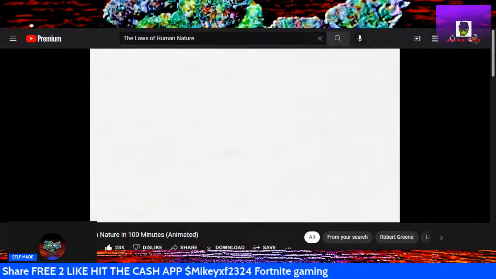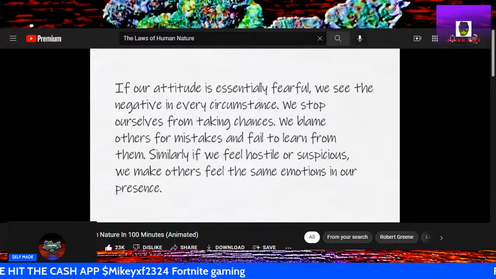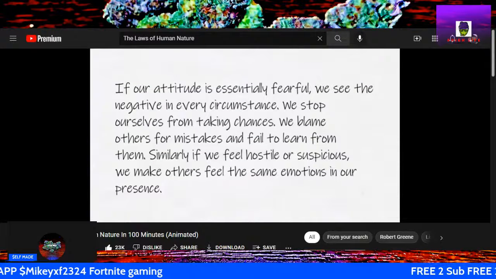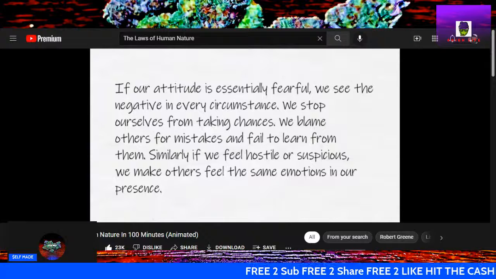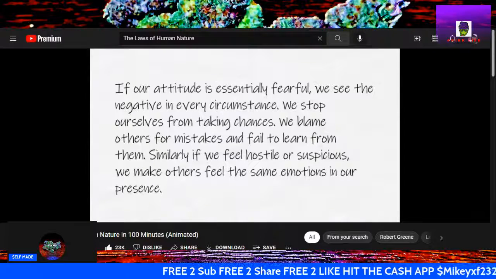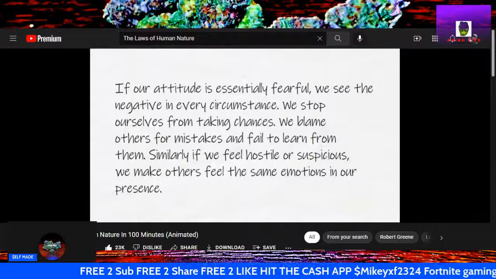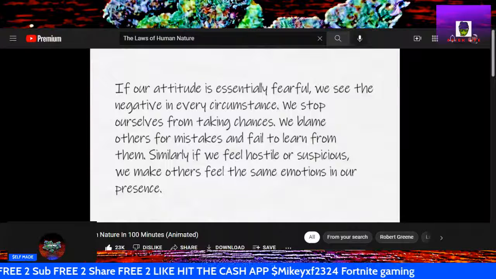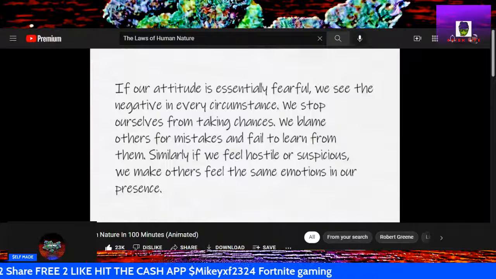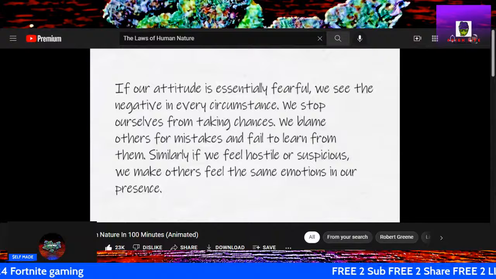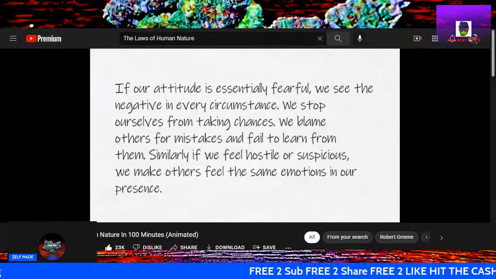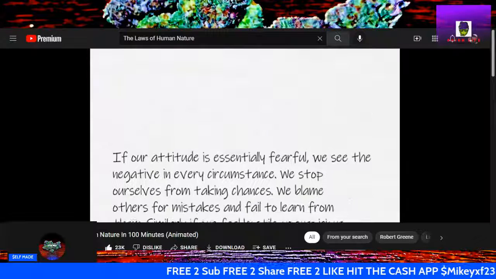This determines so much of what happens to us in life. If our attitude is essentially fearful, we see the negative in every circumstance. We stop ourselves from taking chances. We blame others for mistakes and fail to learn from them. Similarly, if we feel hostile or suspicious, we make others feel the same emotions in our presence. We sabotage our career and relationships by unconsciously creating those circumstances that we fear the most.